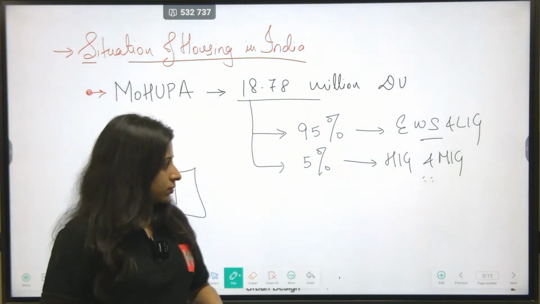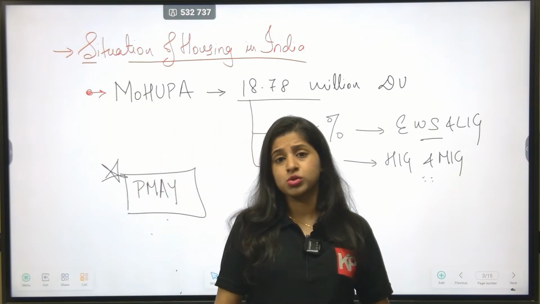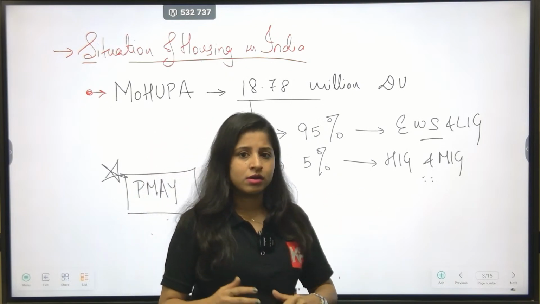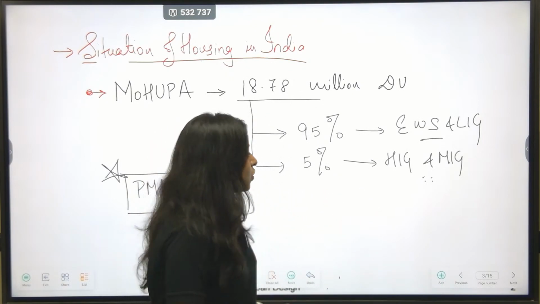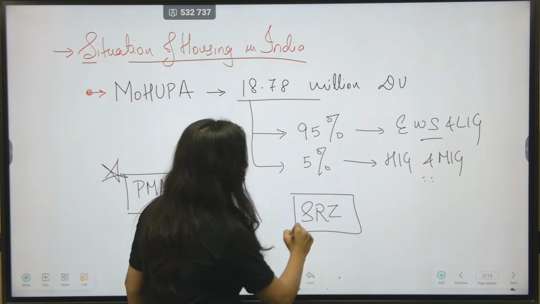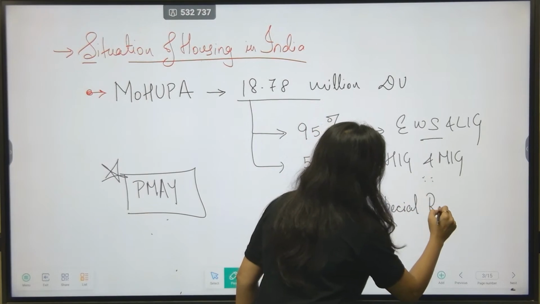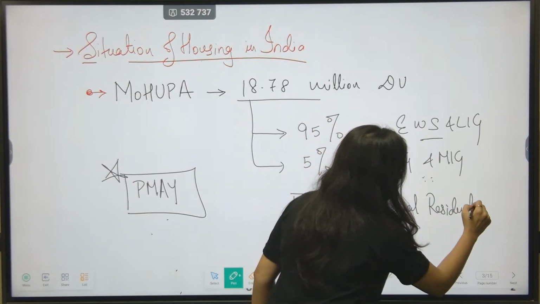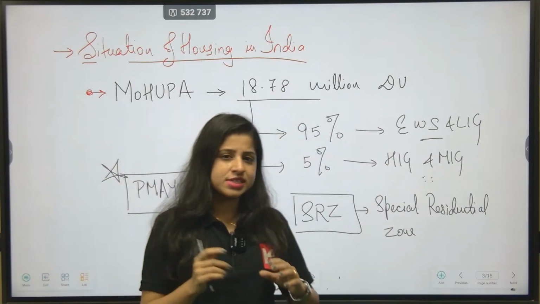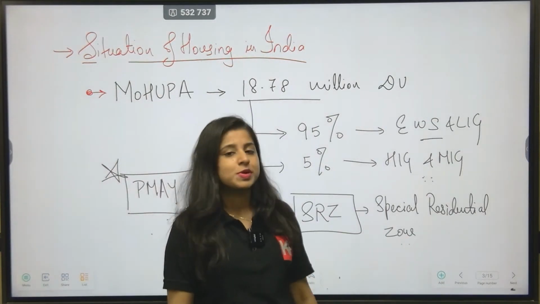Now, the PMAY scheme is there. Apart from that, state governments also have their own state-sponsored schemes. Then a lot of other steps have been taken by the government, like SRZ areas. SRZ is your special residential zone. For example, you have SEZ, the special economic zone. You must have heard about special economic zones. Similarly, you have special residential zones.